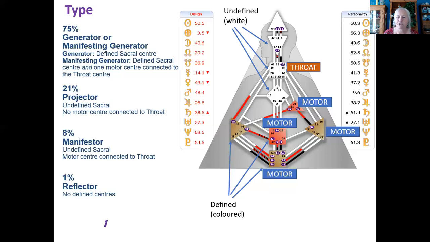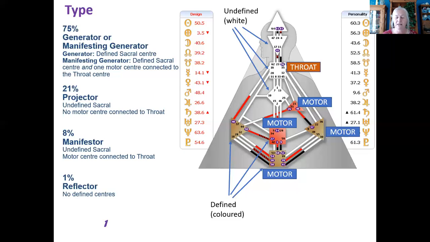So the next one is projector, and 21% of the population are projectors. So the first thing to know is if you have an undefined, so a white sacral center, and no motor center connected to your throat, that will mean that you're a projector. Projectors are incredibly varied. They can have everything from just two centers defined, colored in, to 8 out of the 9 centers colored in. Very, very variable. So if you're not a projector, you would be either one of the other two, a manifestor or a reflector.